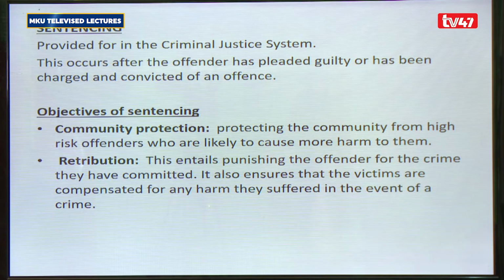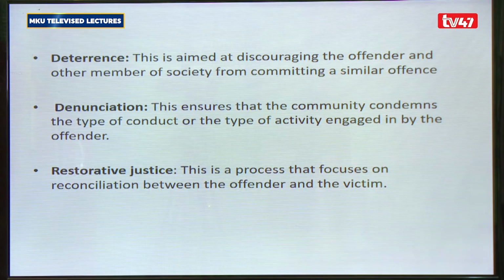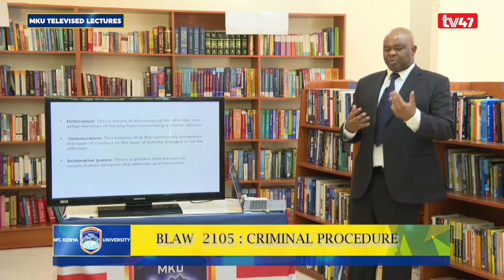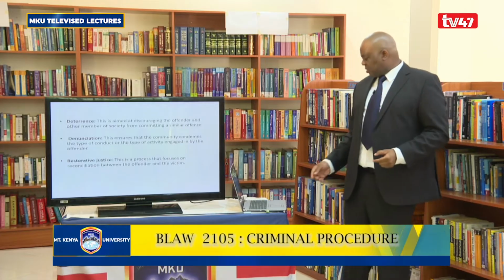It is provided for in the criminal justice system, and the objectives of sentencing ordinarily are five or more. Some of them to mention would be deterrence, to deter an accused person so that they don't commit the offense again. Then denunciation, whereby when you do a committal, you are denouncing to society that such an offense should not be committed because of the consequences. Then restorative justice, of course, the victim must be considered. It's purposely, most of it, to restore justice to the victim.